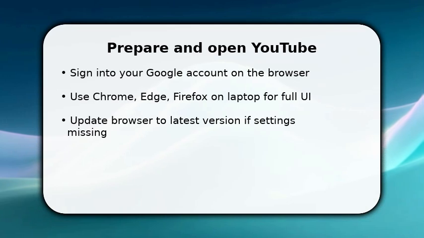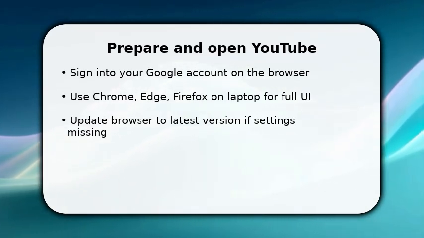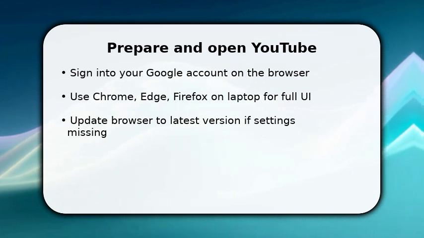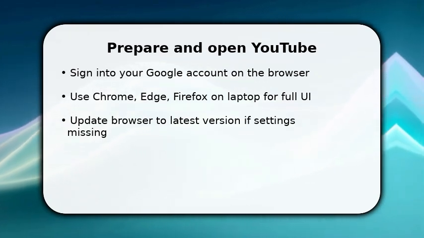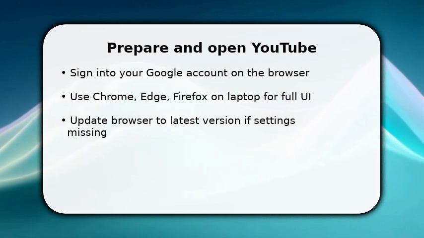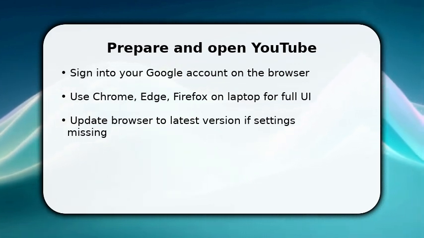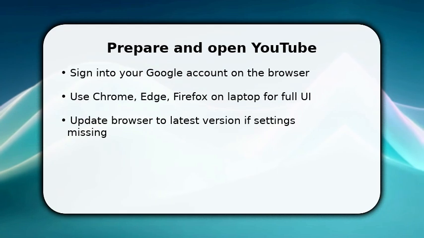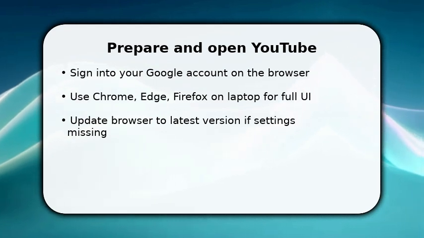You're starting on the laptop. Open your preferred browser and go to YouTube.com, then sign into your Google account if you haven't already. Once done, click your profile icon at top right to reveal account options. This is where theme controls live. Make sure the page fully loads before proceeding so settings appear.